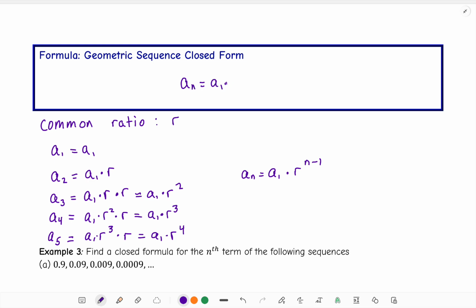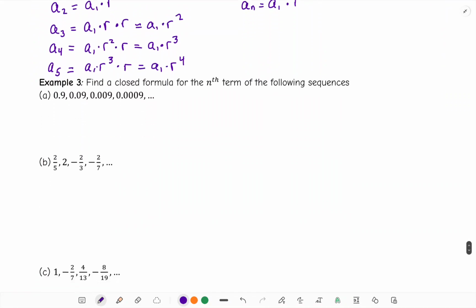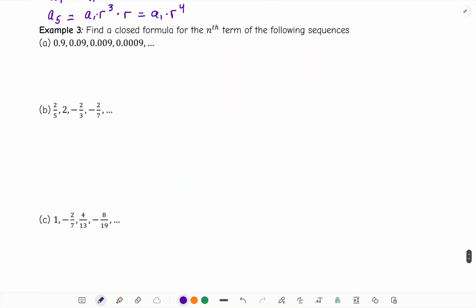So now, if you have a recursive or a list sequence and you want to find the 20th term, you can find this closed form first, plug 20 in for n, and you're all set. Well, example 3 isn't going to ask for the 20th term, but you could be asked that in your homework. Example 3 is just asking for the closed form.